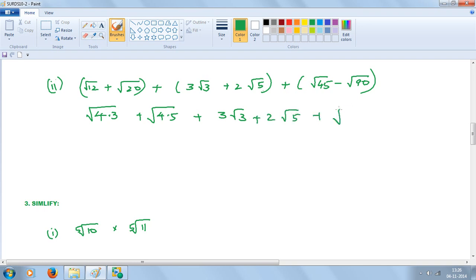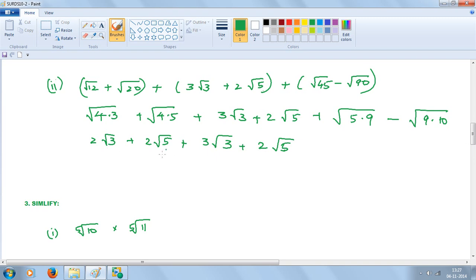Wherever 45 is, it is 5 nines, or 45, minus root 40. Now what about this 90? 9 multiplied by 10 you can take. What about this one? 2 you can take out. This is 2 root 3, plus 2 root 5, plus next factor 3 root 3 plus 2 root 5. See, at least now you have brought it somewhere you can add.